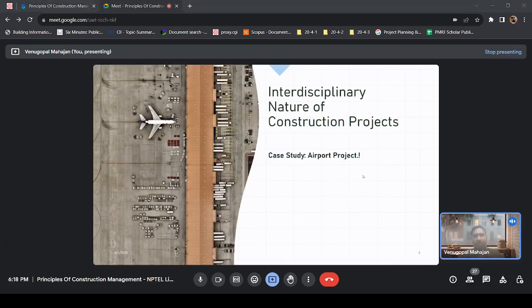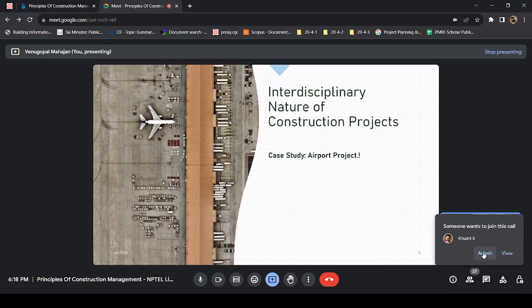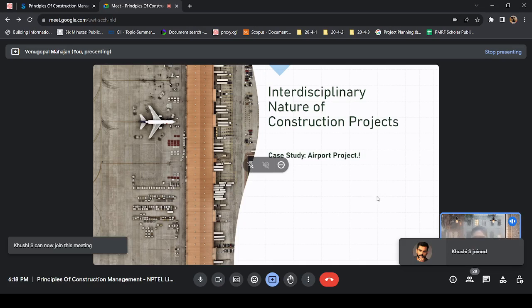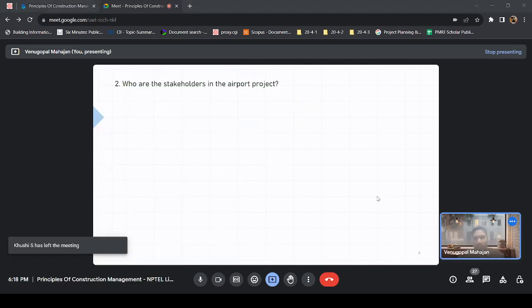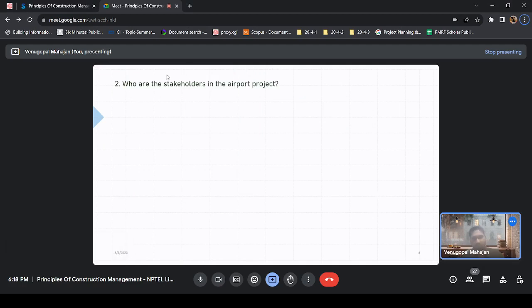Now coming to the interdisciplinary nature of construction projects. You can see that we are moving in the same format as the recorded sessions. The case study is an airport project instead of metro from there. So who are the stakeholders in the airport project? Guys, you have to answer.